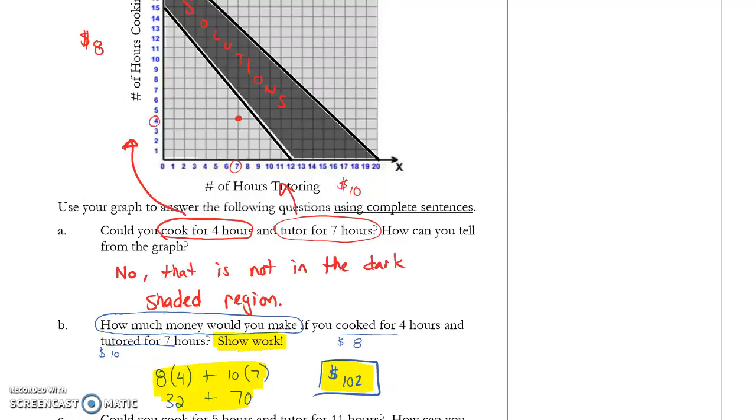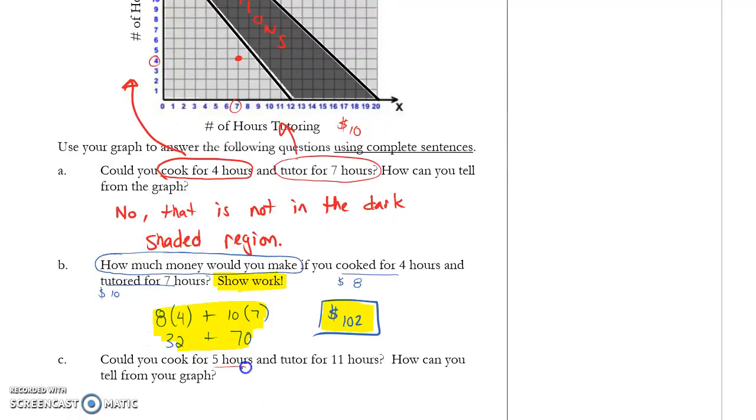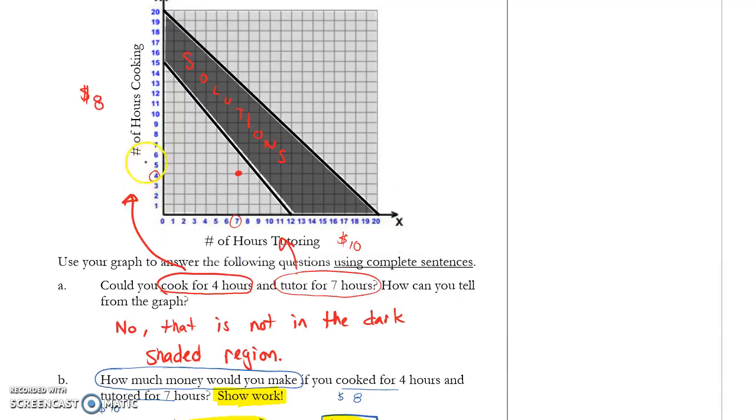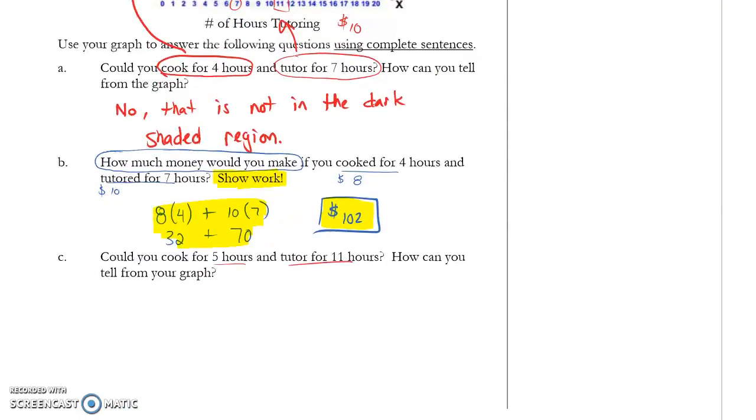And our last question is just continuing with the first one. Could we cook for 5 hours, tutor for 11? Just to show you the contrast. Here is cooking for 5. Tutoring for 11, those meet here. That's in my dark shaded region. It is in my solution section. So could we do this? Yes. It is in the dark shaded region.